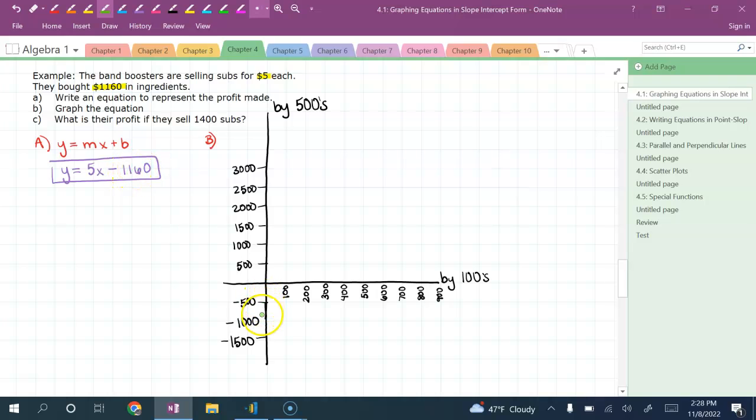Now you'll have to estimate where you think that is. So you've got to go down to that negative 1,000, go a little bit over that, and draw your first point for that b. Now my slope right now is 5 over 1.